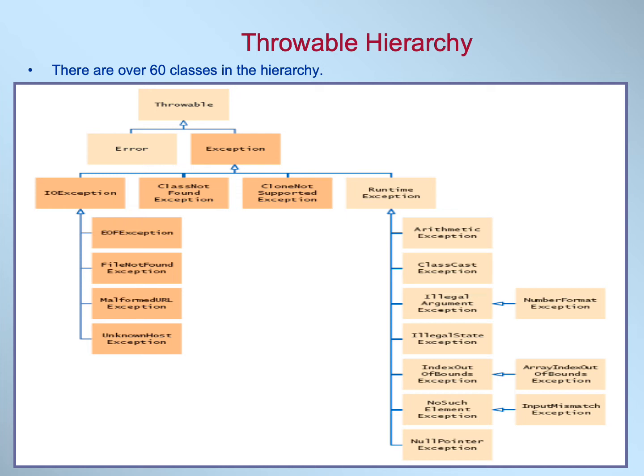Throwable hierarchy. There are over 60 classes in the hierarchy. You can refer to the Java API Throwable to show the whole list of the hierarchy. Over here, under Throwable, we have Error and also Exception. Examples of classes under Error would be OutOfMemoryError and also StackOverflowError. While in Exception, we have IOException, which is input-output exception, RuntimeException, and we have seen ArithmeticException, ArrayIndexOutOfBoundsException, and also InputMismatchException.